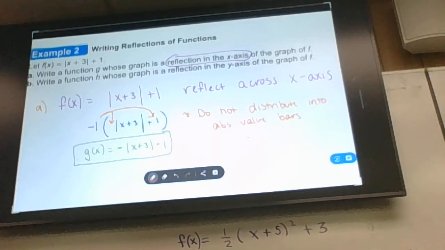I'm going to do it. The answer to the next one would be the negative sign right in front of the x to reflect across y.